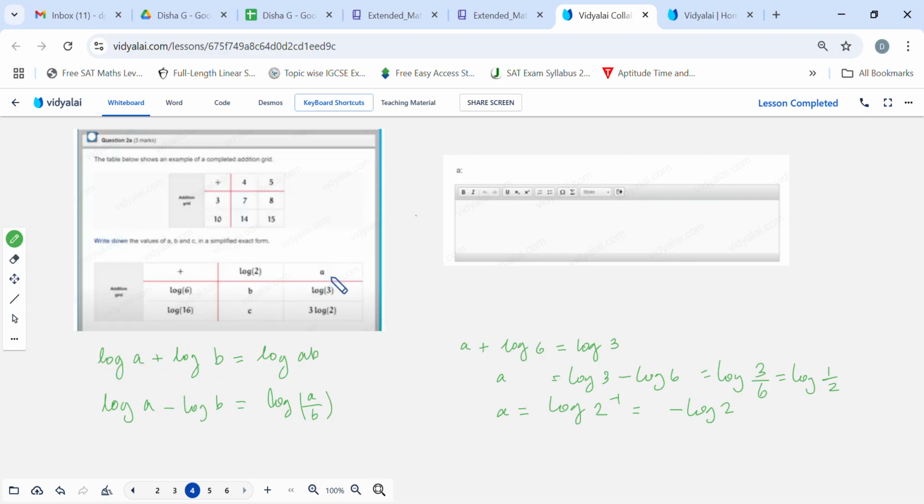So here to find A, we will take A plus log 6 should give us log 3. So A is nothing but log 3 minus log 6, which is equal to log of 3 by 6, because log A minus log B is log A by B. So log 3 by 6 is same as log half, or it is same as log 2 to the power minus 1, because half is 2 raised to minus 1, which is same as minus log 2, because log A raised to n is n log A. So minus 1 we can take outside. So value of A is minus log 2.